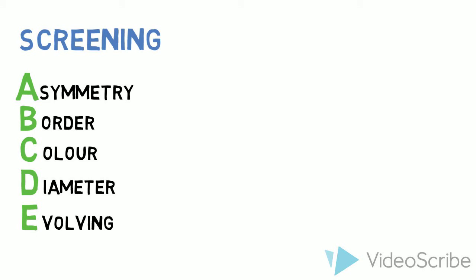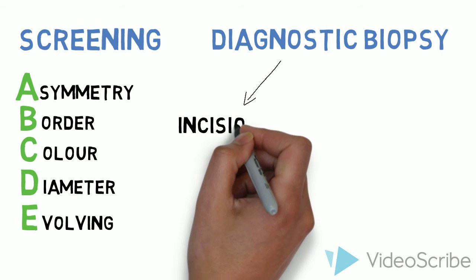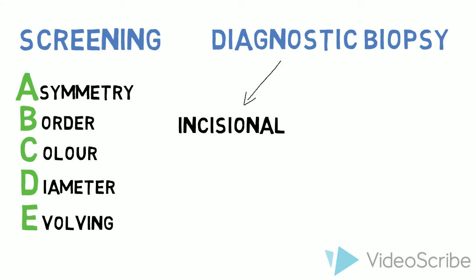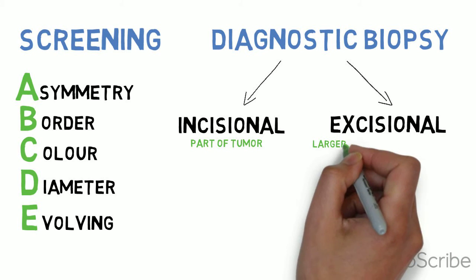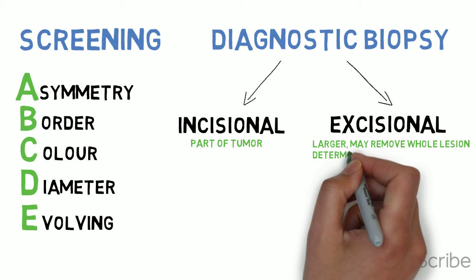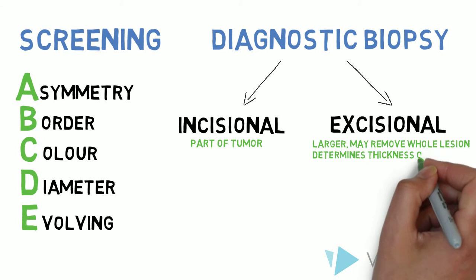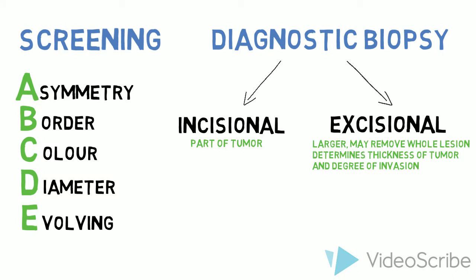When in doubt, most diagnoses are made by a biopsy. Incisional biopsy is when you take a part of the tumor, but you don't attempt to excise it fully. An excisional biopsy is a larger biopsy that may even remove the whole lesion and has the advantage of determining the thickness of the tumor and the degree of invasion. This helps determine the prognosis and guide further investigations.